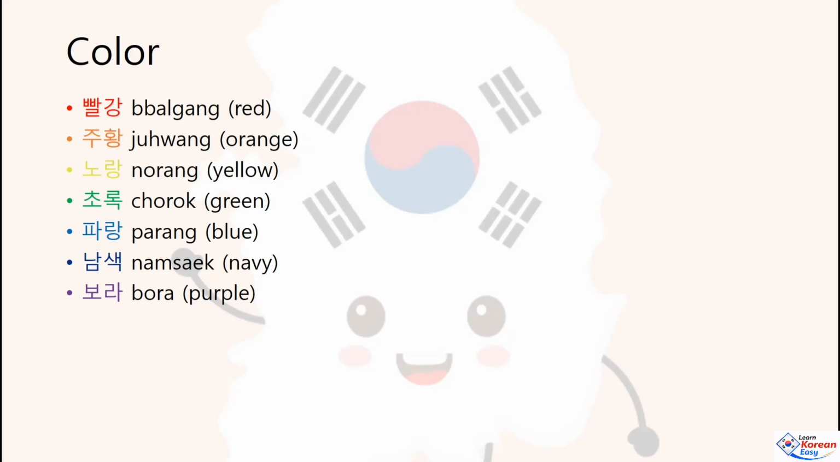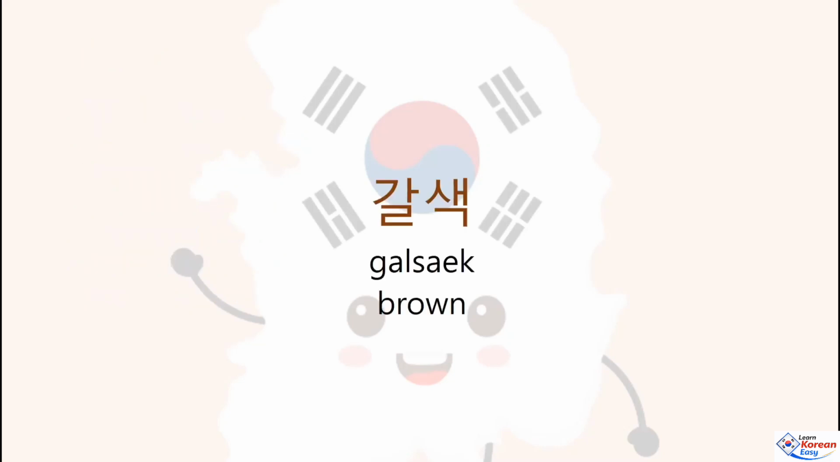Okay, so that was our first set of colors. We will continue with more colors. Brown color is 갈색. Just like the navy, 남색, this also has the 색 after 갈. 갈색, brown color.